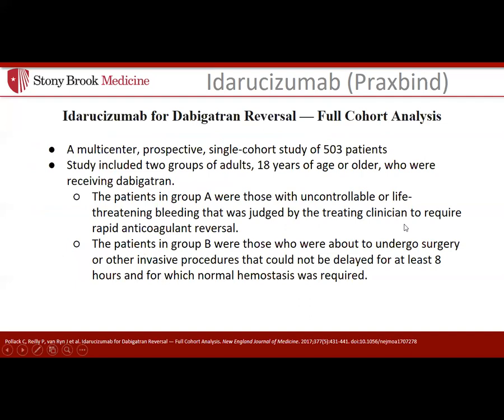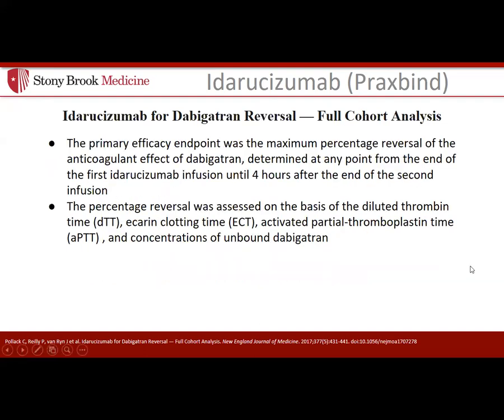So here's one of the studies that was done to help approve idarucizumab. It was a multi-center prospective single cohort study of about 503 patients, and it included two groups. Group A was patients who came in with an uncontrollable life-threatening bleed, and group B were patients who were undergoing surgery or an invasive procedure that couldn't be delayed, and they needed to get to hemostasis before the procedure. The efficacy endpoint was the max percent of reversal of the anticoagulant effects of dabigatran.